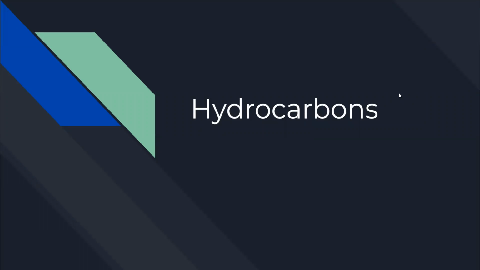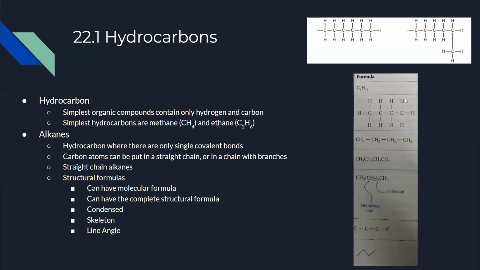Hi, today I'll be talking about hydrocarbons. So a hydrocarbon is basically an organic compound which contains only hydrogen and carbon. Some of the simplest hydrocarbons are methane and ethane. Methane is basically one carbon and four hydrogens, and it has a shape like this. These are some of the simplest hydrocarbons that you can make.